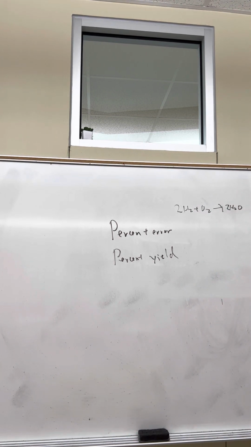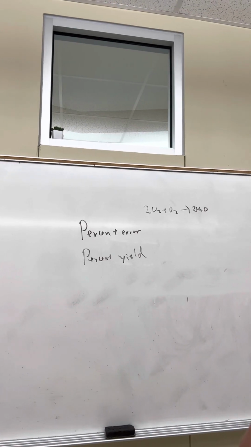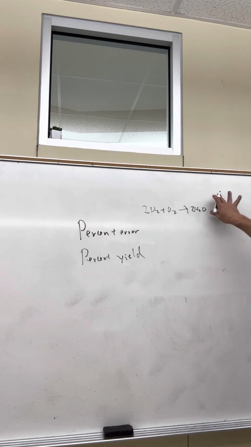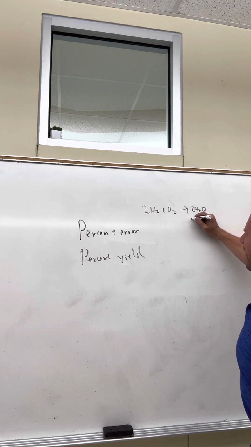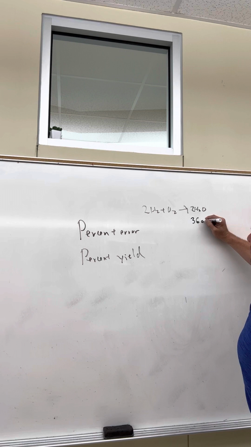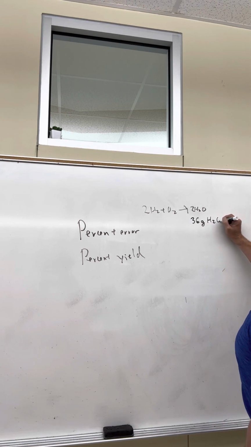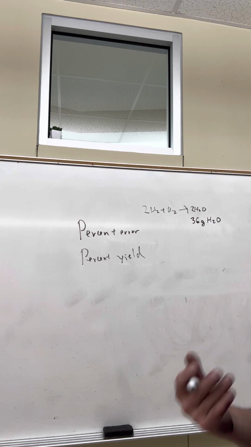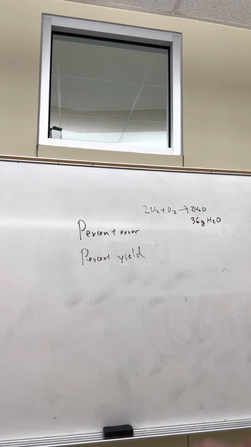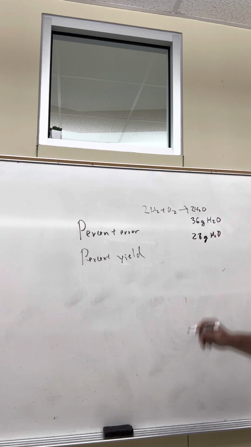And in your calculations, what you find out is that I was supposed to make 36 grams of water. That is what my calculation said. When I threw the numbers in there, I made 36 grams of water. And then what happens is you actually only made 28 grams of water. And this happens in chemistry all the time.